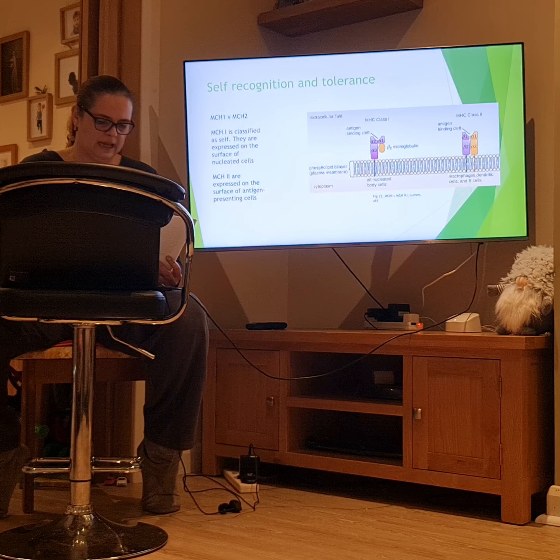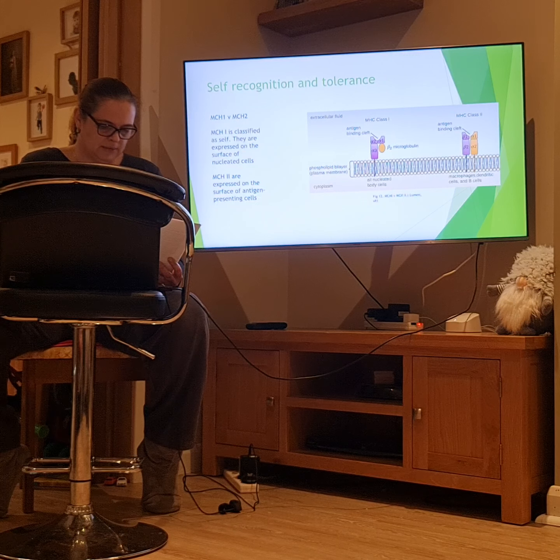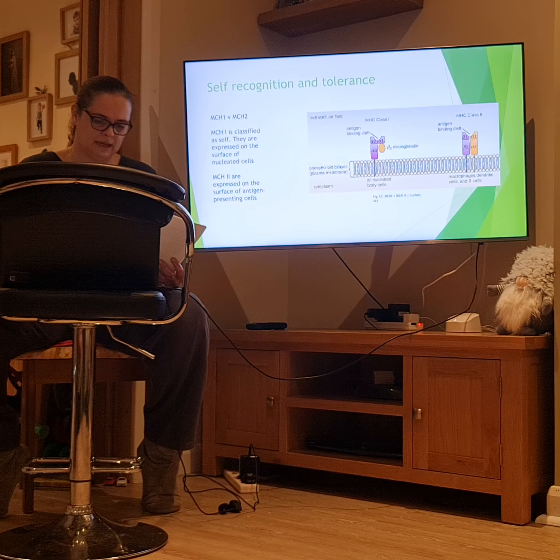Major histocompatibility complexes, MHC1, are often on the surface of nucleated cells. As the immune system has a built-in self-tolerance, it will not attack these. There are also MHC2, which are like MHC1s, but they are not present on all nucleated cells.